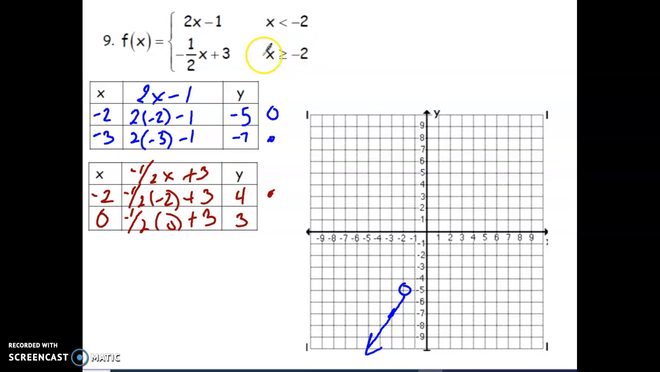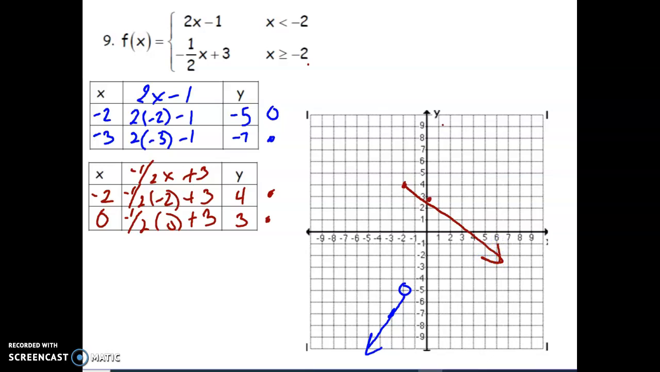Is 0 included in the set of things that is bigger than -2? Yes, it is. So I'll have a closed circle for that one as well. All right, so the point -2, 4, I'm going to have a closed circle. And the point 0, 3, I'm going to have a closed circle. Now when I connect these, I want to connect greater than -2, so I'm going to connect to the right. And it's kind of hard to aim on my screen with my finger, so I apologize for that.